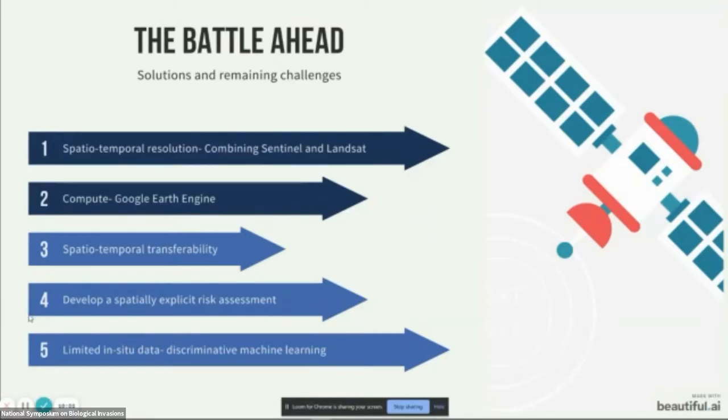And as I've mentioned previously, we might be interested in developing spatially explicit risk assessments using this comprehensive distribution. And lastly, and probably the most important point, is that we need more in situ data that's perhaps of higher quality than what we currently have available in, for instance, Chiba.